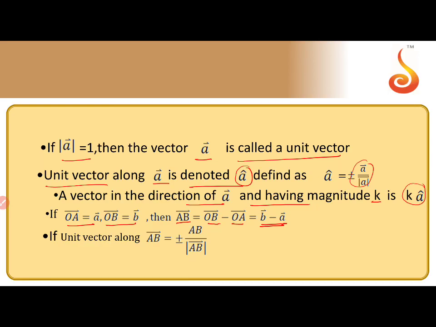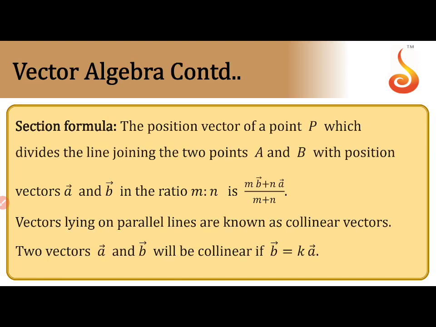Next, the unit vector along AB bar. The unit vector along AB bar is plus or minus AB bar by modulus of AB bar. So the unit vector along AB bar is plus or minus AB bar by the magnitude of the vector. Clear this one?